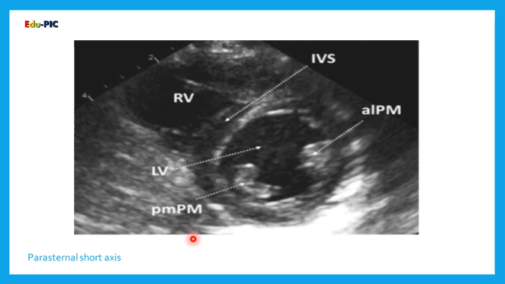from the previous view, you can have a cut for the left ventricle at the level of the papillary muscle. So this is the anterior papillary muscle and the posterior medial papillary muscle, and this is the interventricular septum, left ventricle and right ventricle.